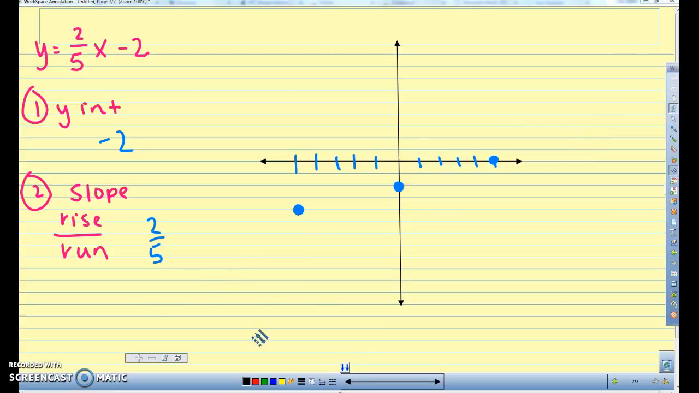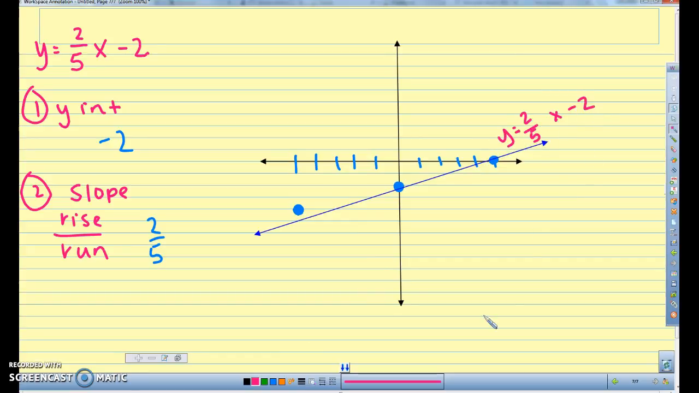And I do need at least 3 points to make my line. Holy moly. So let's pretend that goes through this point as well, because I just did not start it in the right spot. And the last thing I do here is to label it. So y equals 2/5 x minus 2.